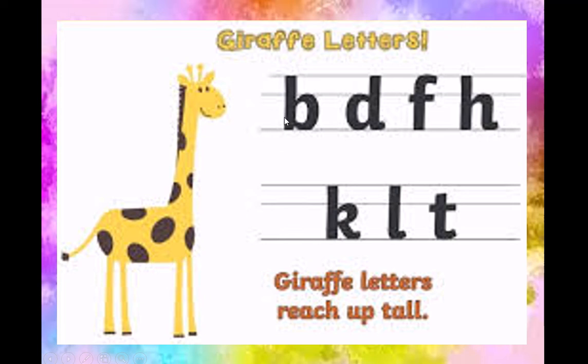And there are 7 sky letters or giraffe letters in the English alphabet. That is B, D, H, K, I, T. Okay, so we have 7 sky letters and we can call them giraffe letters because giraffe letters reach up tall.